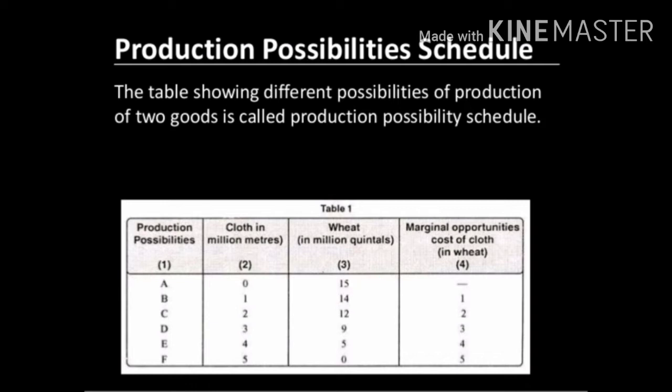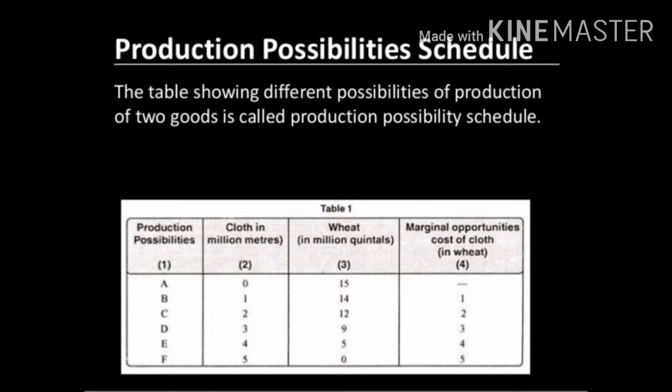Likewise, you see the combination of C. Suppose if they want to increase the cloth production to 2 million meter, they have to reduce the wheat production by 2 more million quintals. Okay, so likewise every combination, when one good is increased, the other good has to be sacrificed. Only then the economy can produce. This is called production possibility curve.